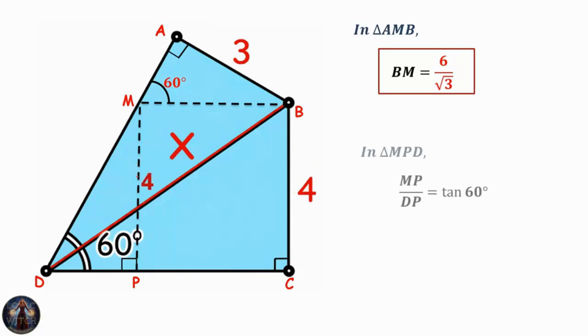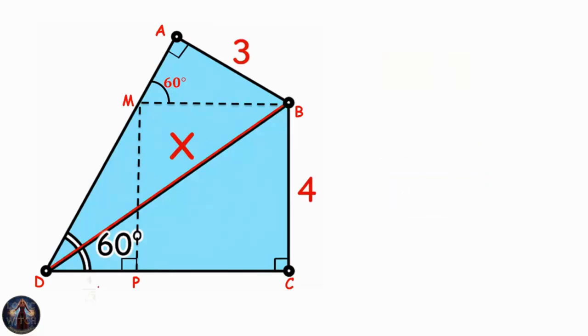Now, considering this triangle MPD, we can write MP upon DP is equal to tan 60, and substituting the value we'll get 4 upon DP equals to root 3, and from here DP is equal to 4 upon root 3. Now we have these values. Let's see how we're gonna use them.